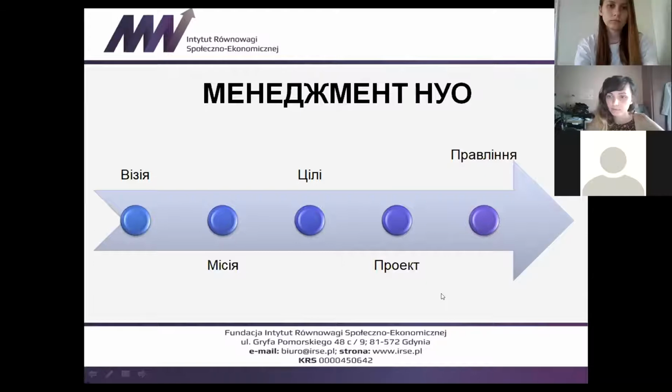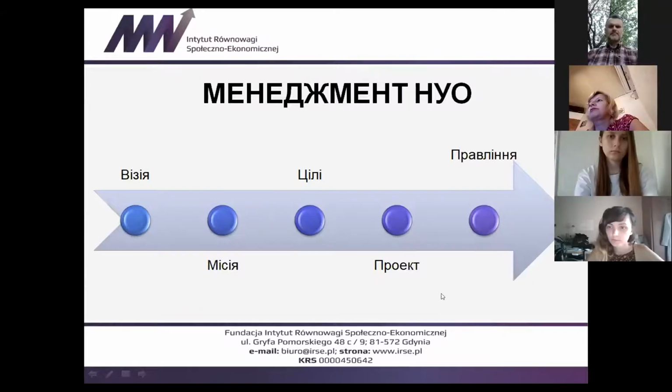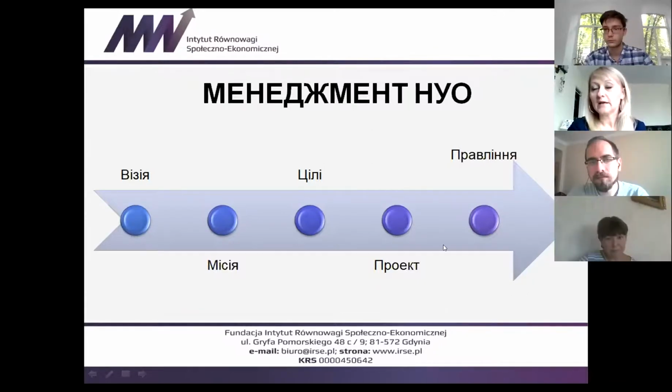So let's say that a project, in my understanding for this presentation, is each activity which we implement in the organization, which has defined aims, defined results, a target group, and activities. The project is the step when we implement or lead the activities. And we also have control, and we have to evaluate and control what we are doing.